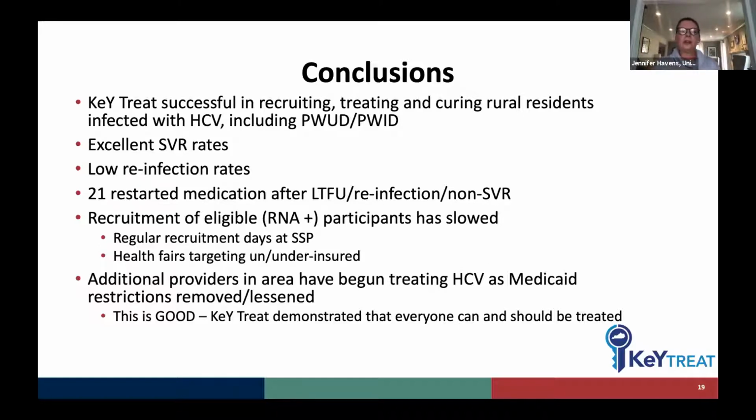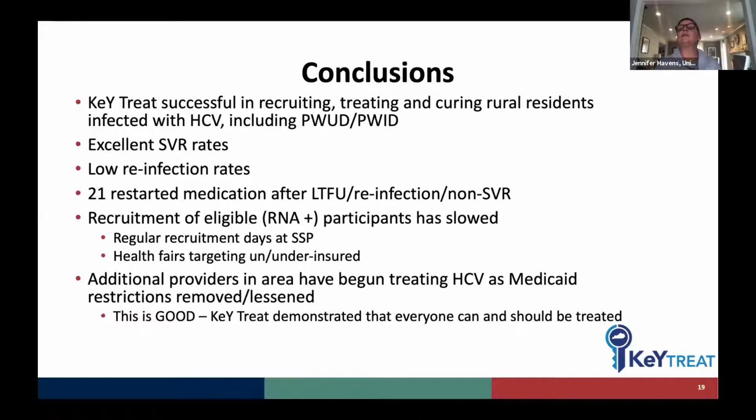Recruitment has slowed a little bit, so we've really tried to get some of those community-based activities going again, and regular recruitment days at the syringe program. And one thing that I think has been fantastic: additional providers in the area have actually started to treat HCV as the Medicaid restrictions have been either removed altogether or significantly lessened. And that's good.